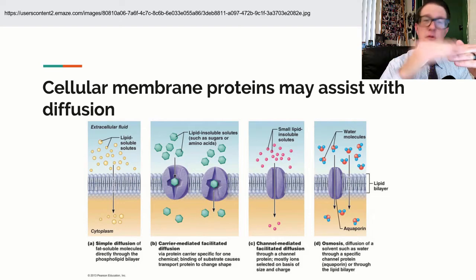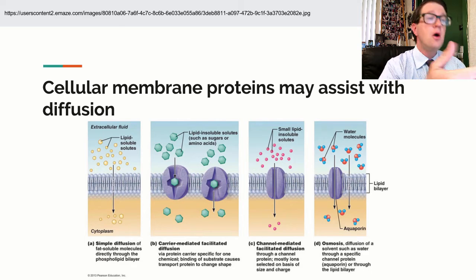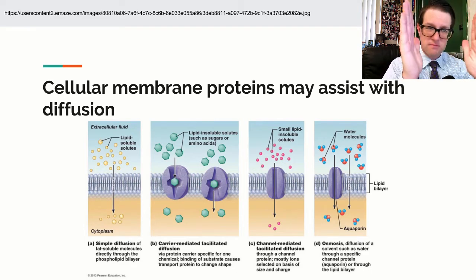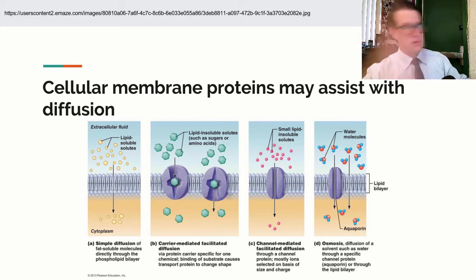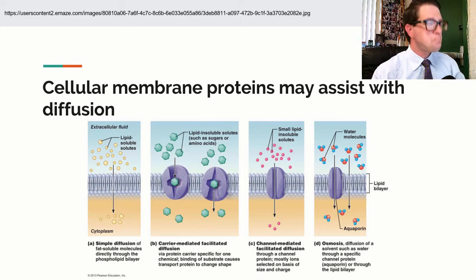And we call those gated proteins or carrier proteins. But you could also have things that are just holes. It's just a protein hole, and we call those channels. And those will allow for substances just to move back and forth ad nauseum.